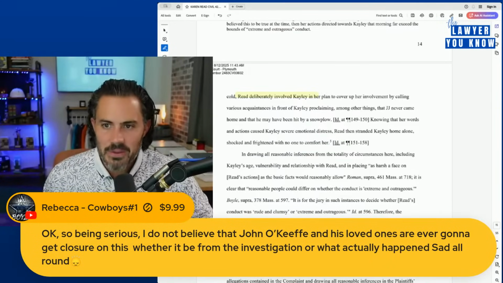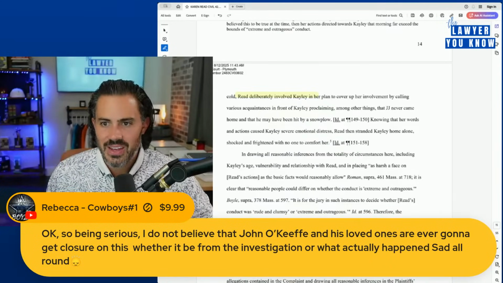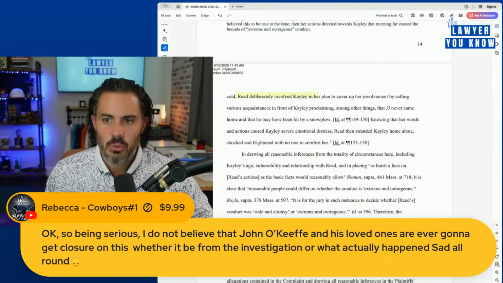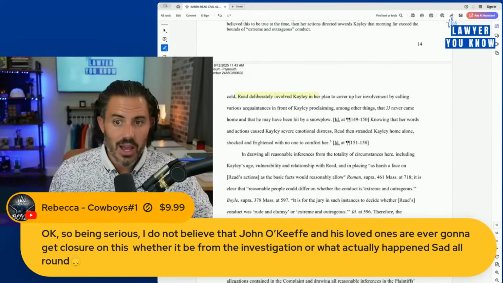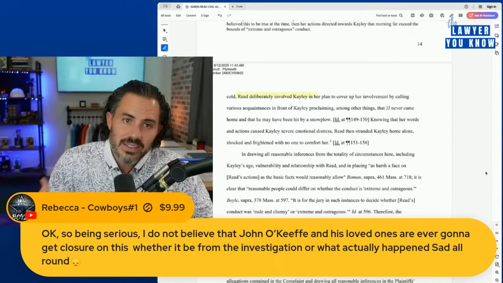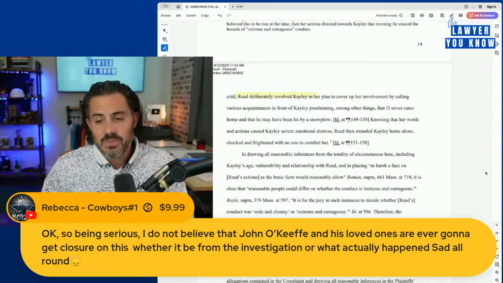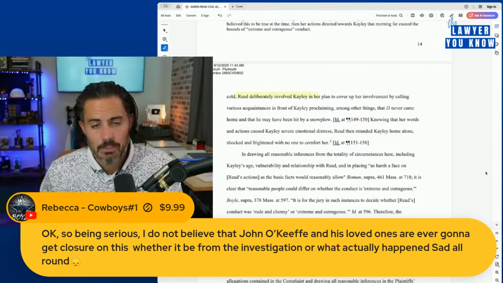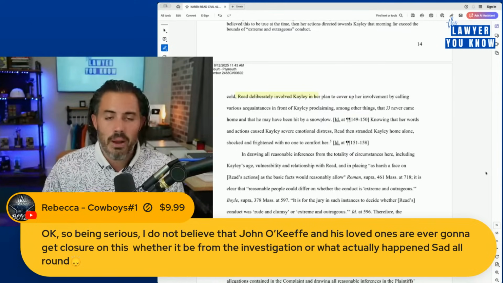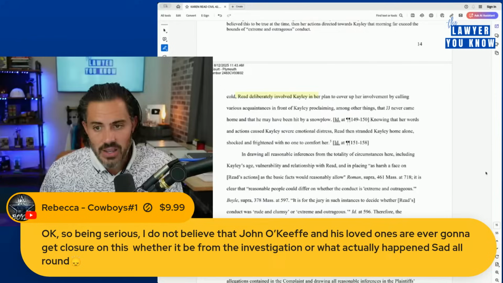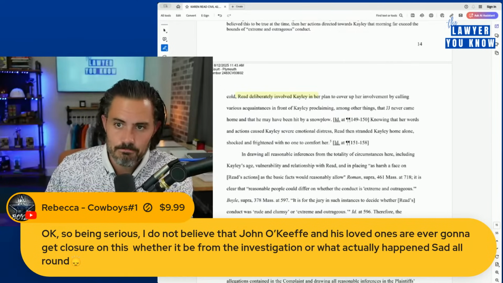Rebecca, okay, being serious, I do not believe that John O'Keefe and his loved ones are ever going to get closure on this, whether it be from the investigation or what actually happened. Sad all around. I agree, but I understand them trying to get it in this civil process. I understand that. Even if I disagree with the outcome and what actually happened in this case, I get it. They're in an impossible situation. I think they're trying to do what they think is right. I do.